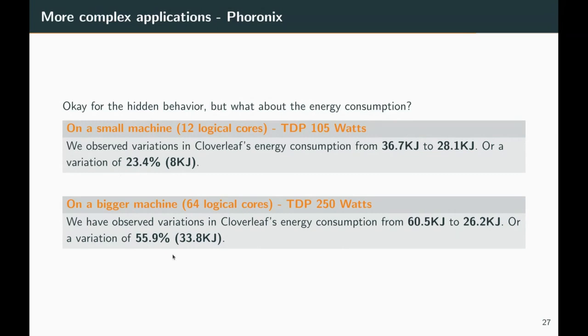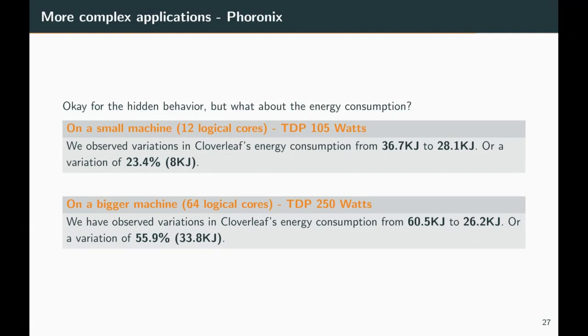And here we have 43 kilojoules of difference, and 43 kilojoules is more than 26 kilojoules, which was the minimum amount of energy observed for the application. So we have a variability that is higher than the energy consumption of the application at the minimum. So what I want to say is that it's not just, I don't know, a pedantic observation. It has an important impact on the estimated energy consumption.